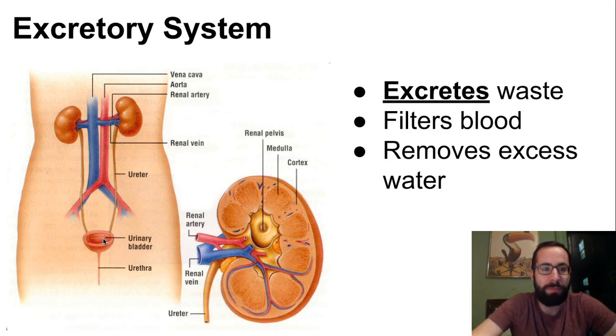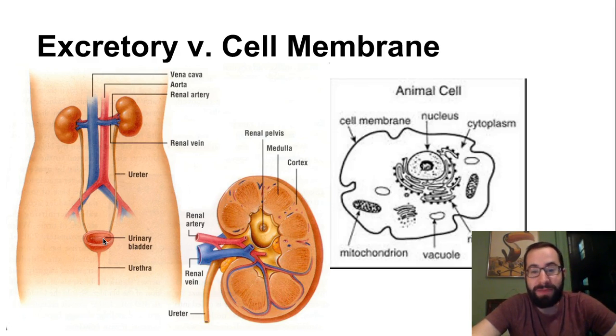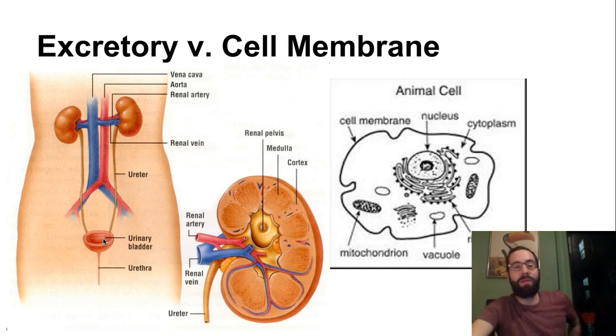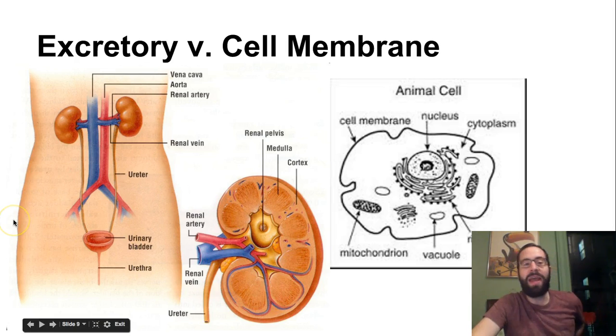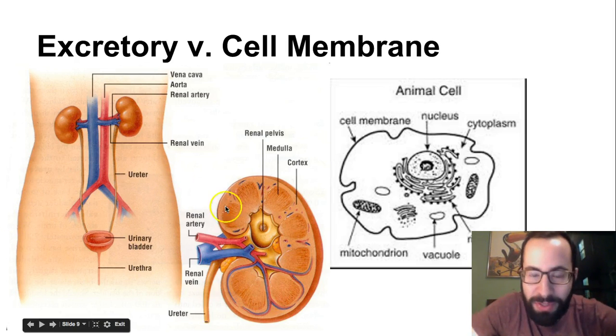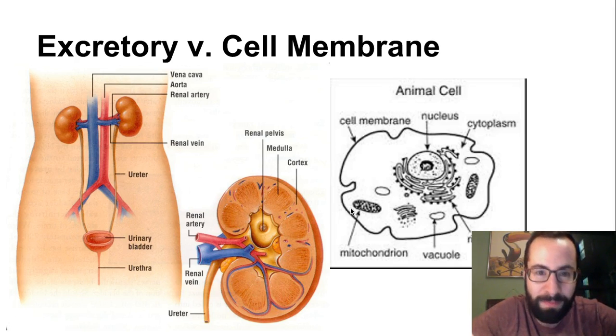Now sometimes we saw that the respiratory system can be compared to the cell membrane. Well, the same thing is true of the excretory system. The excretory system also is sometimes compared to the cell membrane, and that's because the cell membrane is the part of the cell, or the organelle, that gets rid of waste, whereas the excretory system in our body and the kidney are the things that get rid of waste.